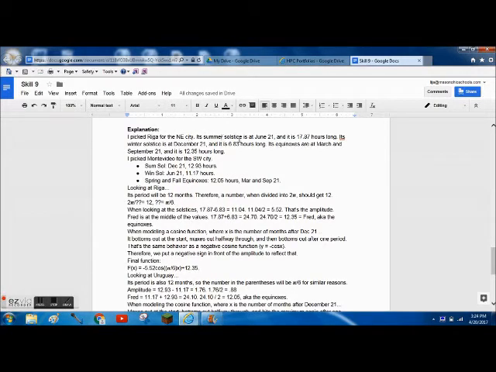Its summer solstice is June 21st, and it's 17.87 hours long. Its winter solstice is on December 21st, and it's 6.83 hours long. Its equinoxes are in March and September 21st, and they're both 12.35 hours long.